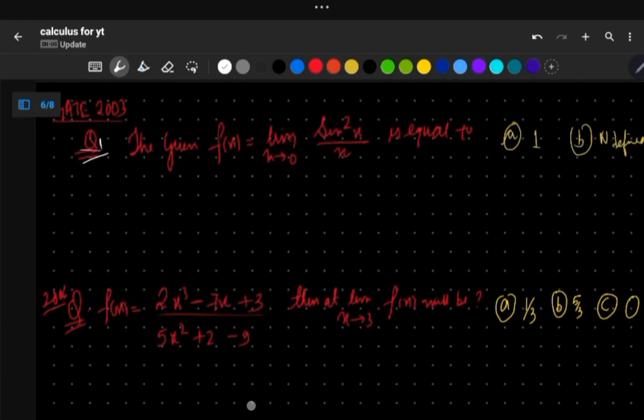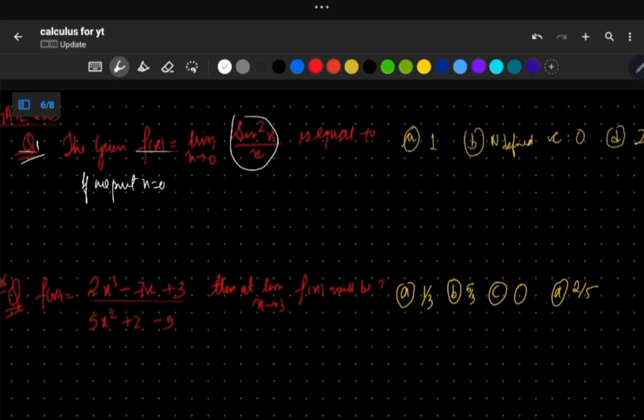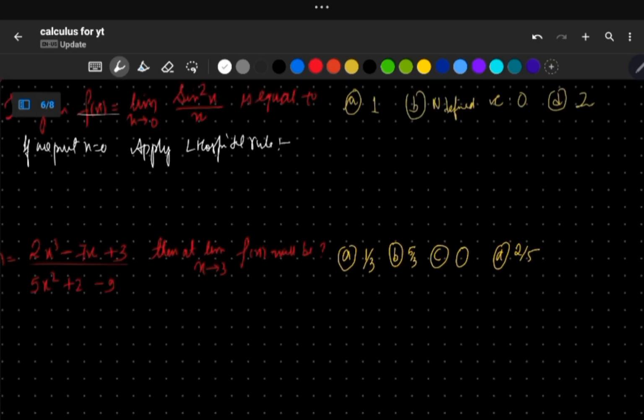Here the given function is f of x equals limit x tends to 0 of sine square x by x, and the options are here. Let's solve this question. First, if we put x equals 0, then this whole function becomes 0 by 0. So apply L'Hospital rule, which states that if the function is in indeterminate form, we differentiate the numerator as well as the denominator.